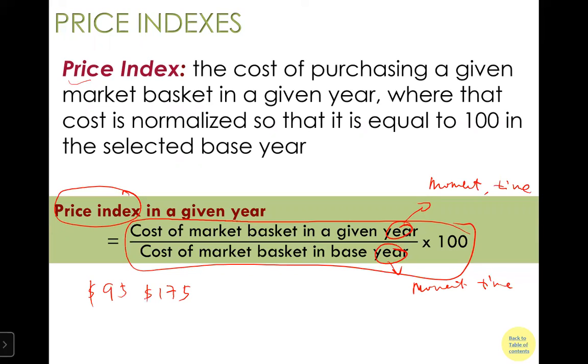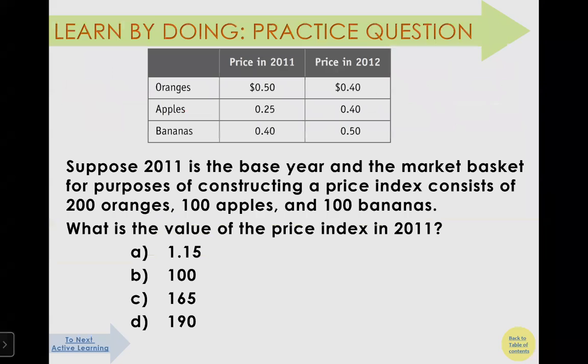Okay, and if we just call these pre and post, and we use pre as the base year, then the price index of post is going to be 175 divided by 95 times 100. All right, so this is how we calculate. Maybe we can use examples to understand. So there are 2 years, 2011 and 2012. Suppose 2011 is the base year.